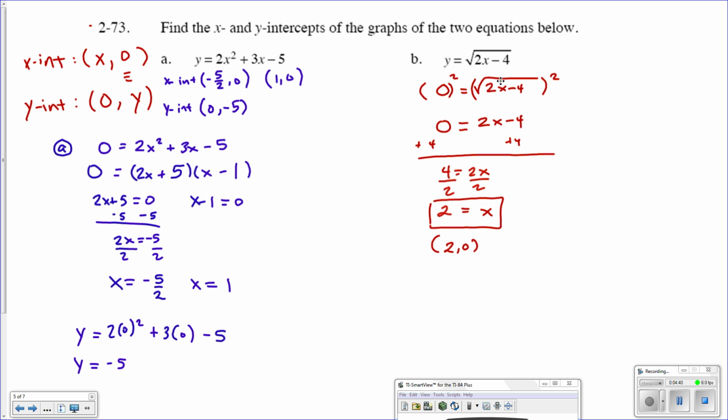Our y-intercept on this one gets a little sticky here. Let's look and see what happens. If we do our y-intercept, that means we're putting in 0 for x. We're going to have y is going to equal the square root of 2 times 0 minus 4, which is going to give us y equals the square root of negative 4, which means there is no solution there. But even more importantly there, it does not touch the y-axis.